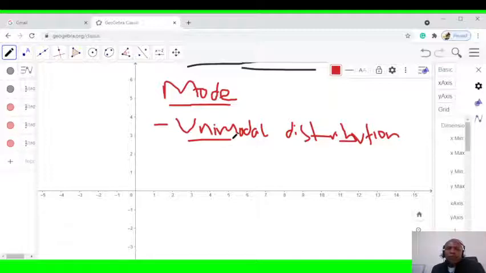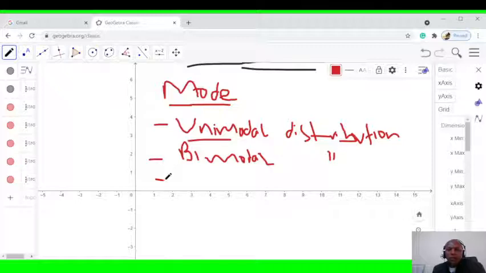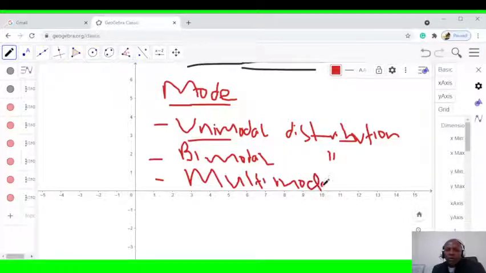Sometimes a data set may have two values that have the highest frequency in that series. In this case, we will call it a bimodal distribution. And if the data set has more than two values that have the highest frequency, then this will be called a multimodal distribution.